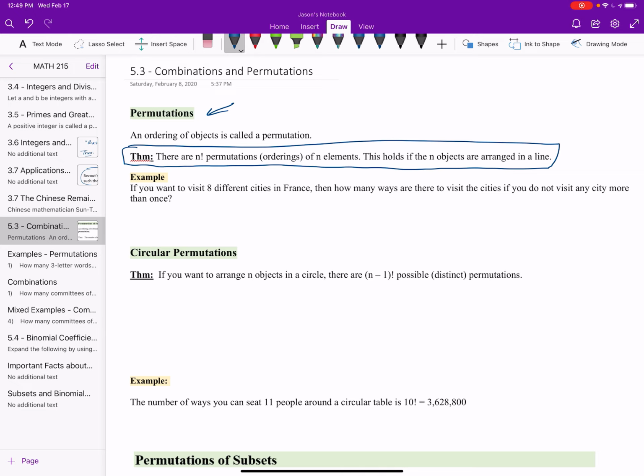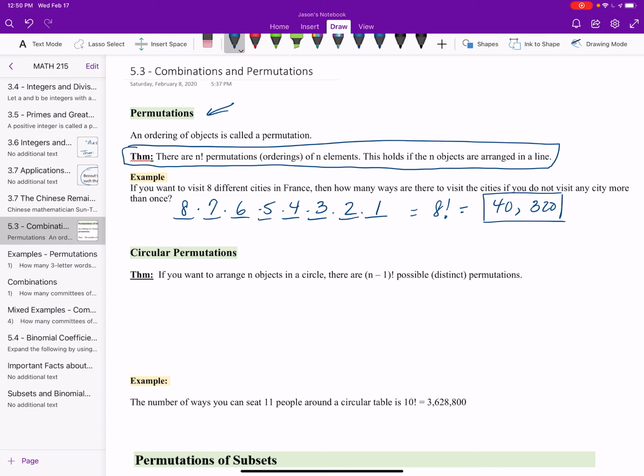So basically we have a task that has 8 steps in it. If I want to choose the first city in France, I have 8 choices. Then once I've visited one, I only have 7 choices left, and 6 and 5 and 4 and 3 and 2, until I'm forced to go to that last city that we might not have wanted to go to. And since this is a task with 8 steps, we multiply the number of ways to do each step. This is 8 factorial, which I believe ends up being 40,320. So there we have that.